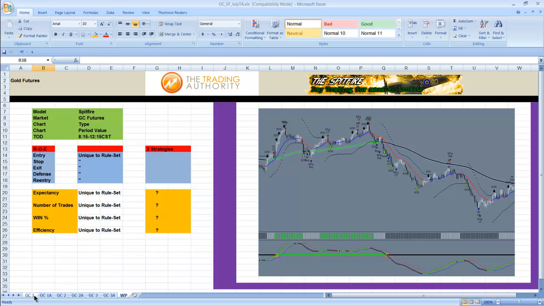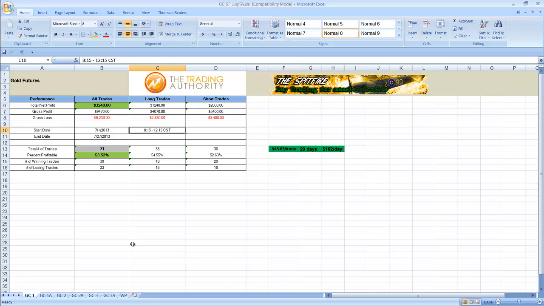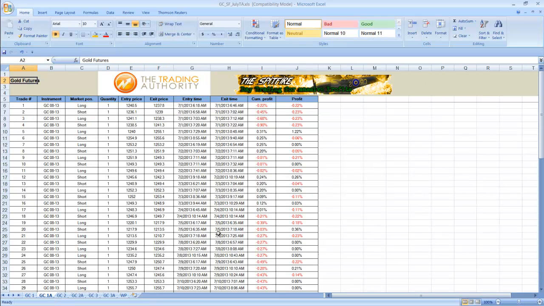Strategy 1. This is for the gold futures, 4 hours in the morning, 20 trading days through July. Alright, this particular strategy did $3,240 on 71 trades, 53.52% win ratio. So, what that looks like is this.